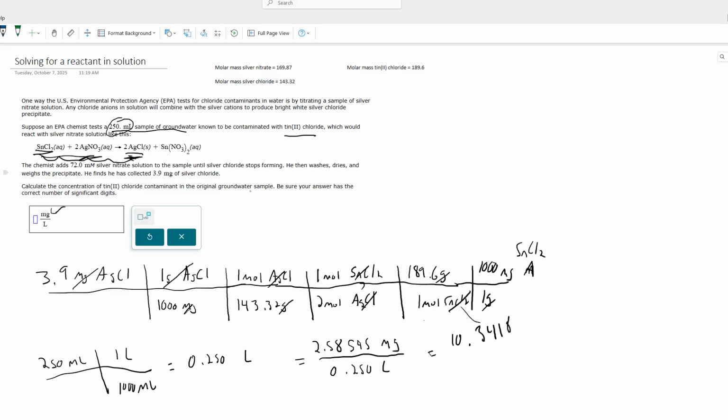10.3418. How many sig figs do we need to worry about here? I have 2 sig figs right here. That's going to be what I'm going to have. And so my answer here is going to be 10. milligrams per liter. Put a decimal there. This is my answer, 10 milligrams per liter. Notice that we don't use the silver nitrate molarity at all.